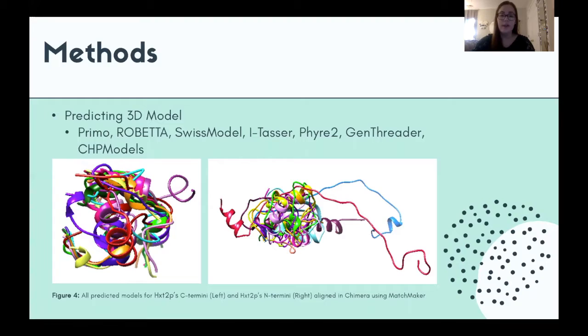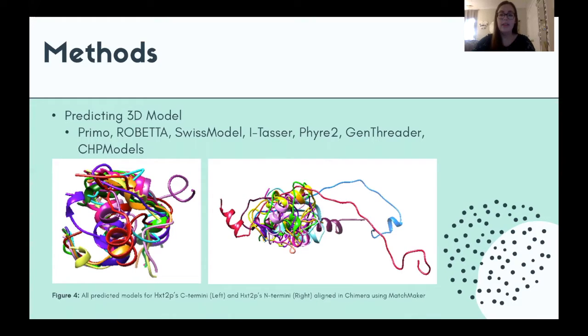Figure 4 depicts all the models generated for the C termini on the left and for the N termini on the right for HXT2, aligned after using Matchmaker. Now I know what you're thinking, it looks like a hot mess, but that was somewhat expected because the input sequences for both were very short. The C termini was only 36 residues long and the N termini was only 49 residues.